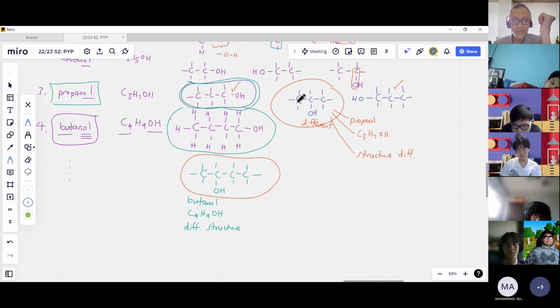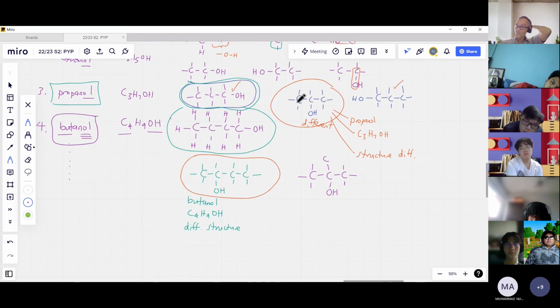So lastly, what about this? 1, 2, 3, 4. Put OH here. Add in the hydrogen. Is this guy the same as this guy? Yes, no? Correct, it's not. But it's still called butanol. Formula is still the same, but the structure is different from the earlier two.